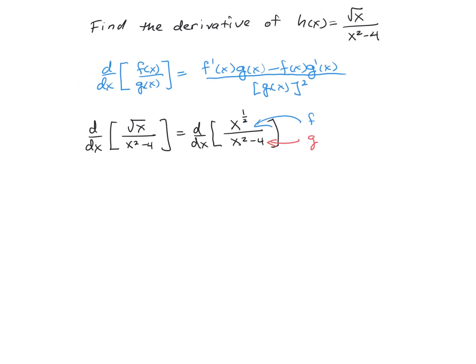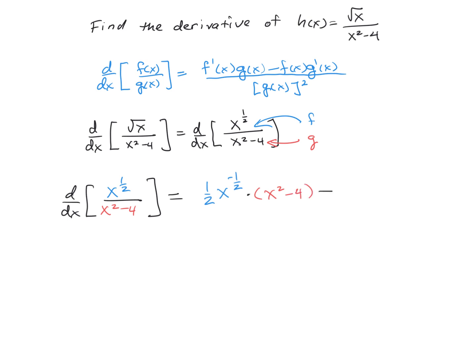So when we take our derivative of our x to the 1/2 divided by our x squared minus 4, we're going to start off with the derivative of x to the 1/2, which we know by the power rule is 1/2 x to the negative 1/2 power. That is then multiplied by our denominator. So that's multiplied with parentheses x squared minus 4.